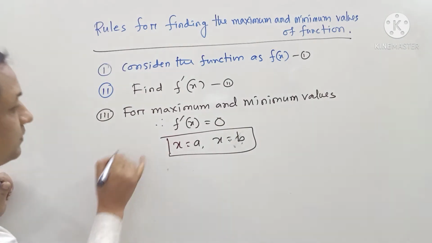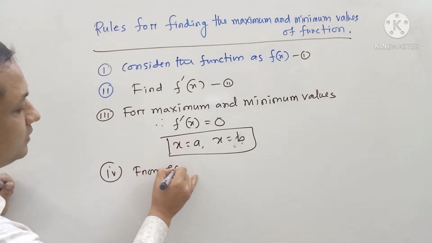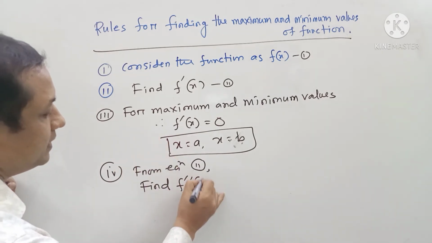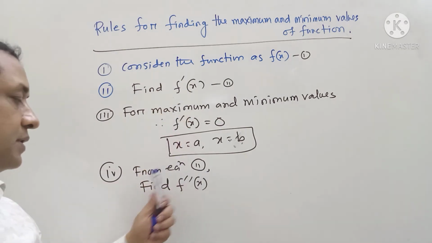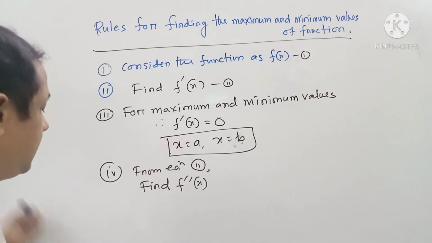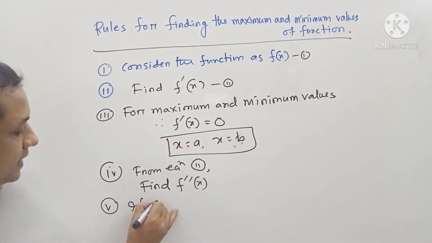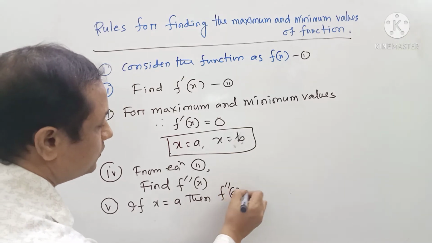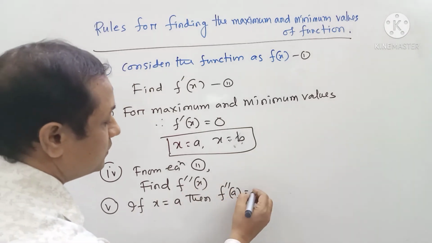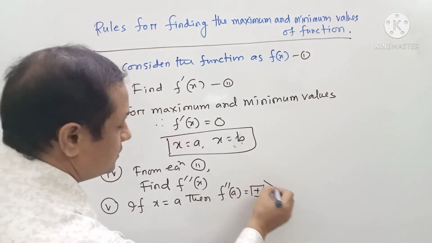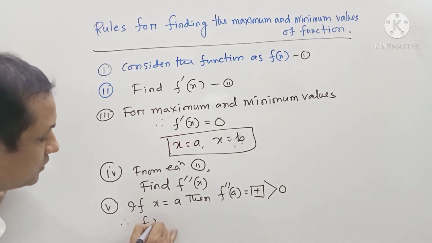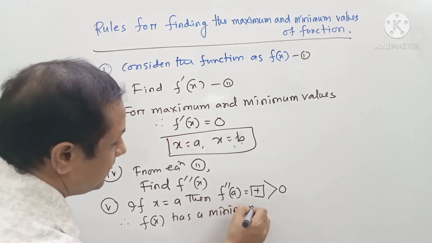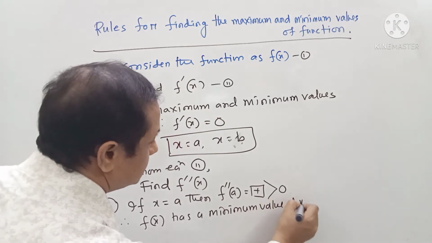Condition number 4: from equation 2, find f double prime x. From equation 2, differentiate again, then we get f double prime x. And condition number 5: if x equals a, then putting the value x equals a in f double prime, if the value is greater than 0, positive, then the function f of x has a minimum value at x equals a.